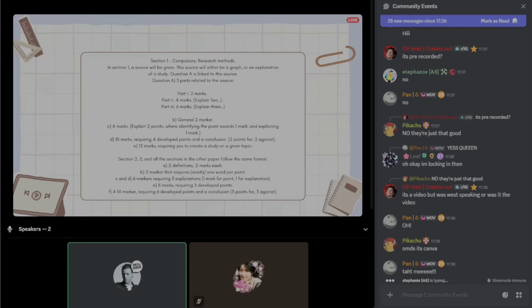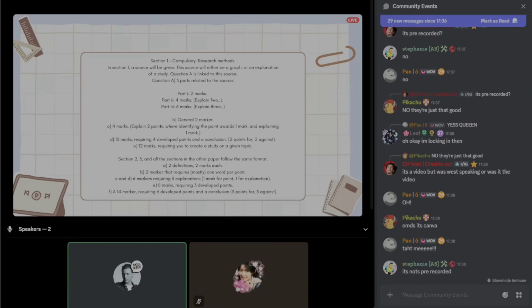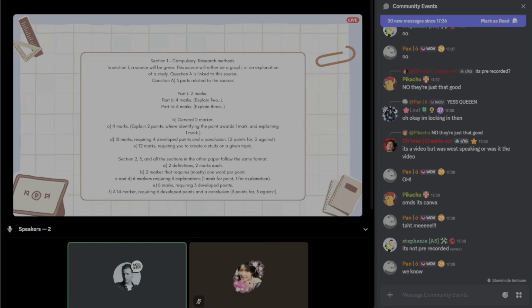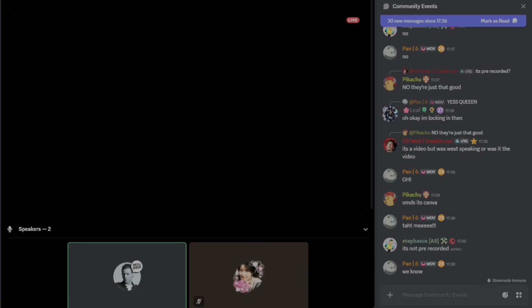Then the B part is a general 2 marker. The C part will be explaining 2 points, where identifying the point awards 1 mark and explaining it awards another 1 mark. This is 4 marks. Then on to part D, which is 10 marks, requiring four developed points and one conclusion: 2 points for, 2 points against. And then the E part is 12 marks, requiring you to create a study on a given topic.